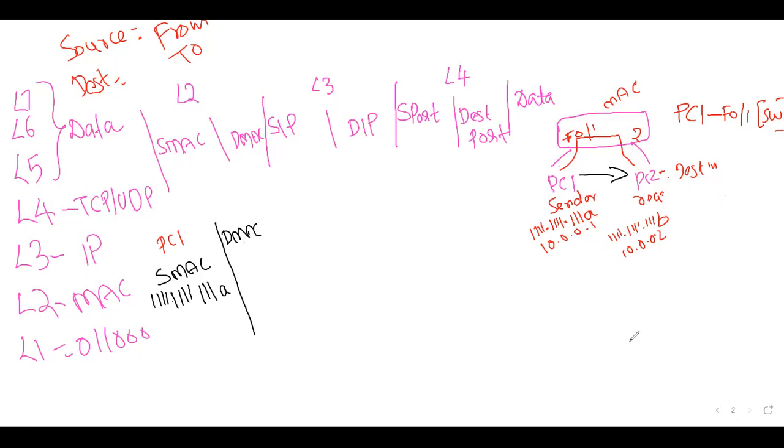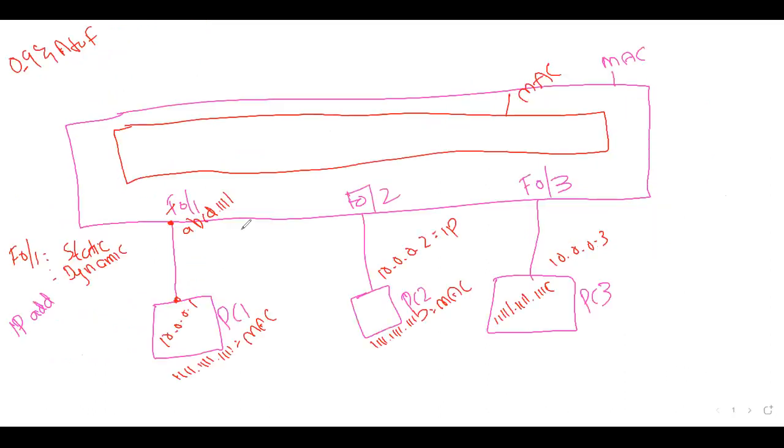So I need to inform everybody. Here PC1 is talking to PC2, but I do not know PC2. So what I'll do, I'll check with everyone. Everyone in the sense that if this switch is a 24-port switch, I will inform all 24 ports. Is there any person or any system, any device having this information? Please reply back. So what is the meaning of to everybody? To inform everyone. That's what we call broadcast.